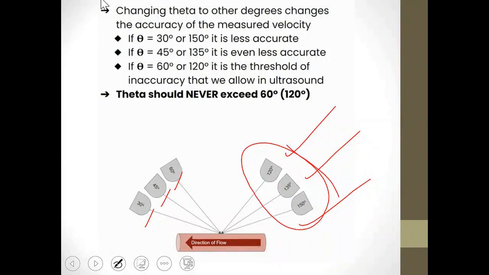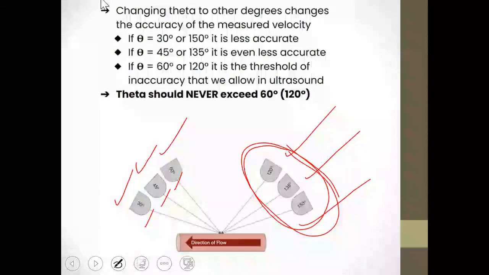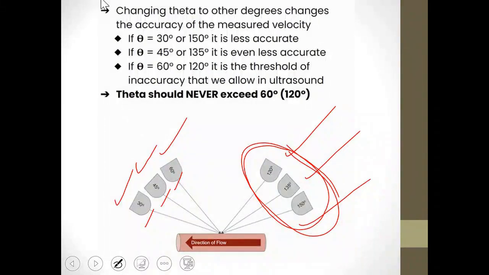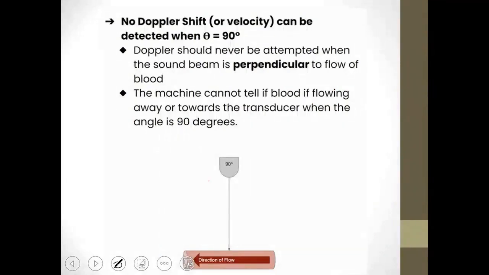If we are talking about the direction of the blood flow with the transducer, or in the direction of the transducer, then you are talking about 30, 45, and 60. But if it's the opposite, then you are talking about the corresponding angles on the other side, 150, 135, and 120. Of course, 90 degrees.